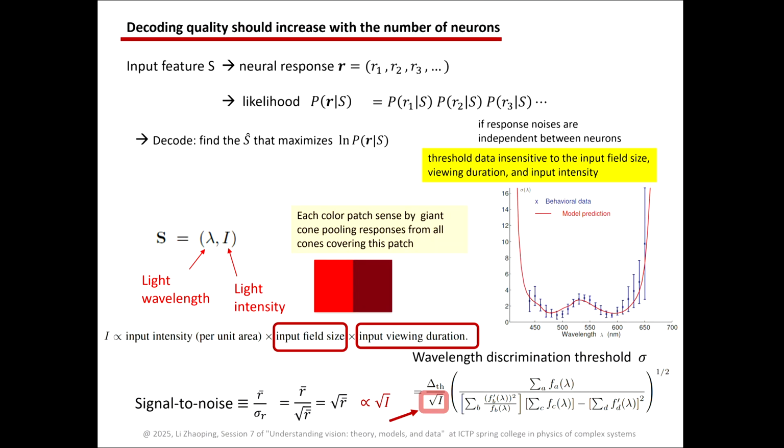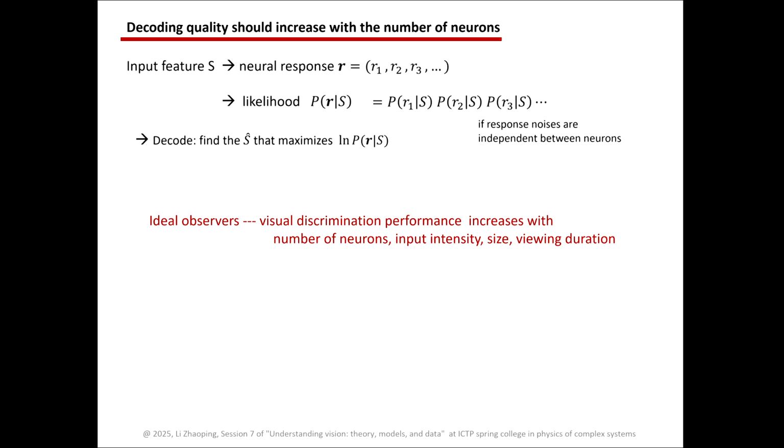However, experimental data show little dependence of the discrimination threshold on the input intensity, patch size, or viewing duration, as long as the patch is not too small, the viewing duration not too short, and the input intensity not too weak. This also implies that there is a limit on the brain's power to fully utilize the information available in the sensors. So we have seen an overall picture that ideal observers have their visual performance increase with the number of neurons, input intensity, input size, and viewing duration. However, human observers do not do that.